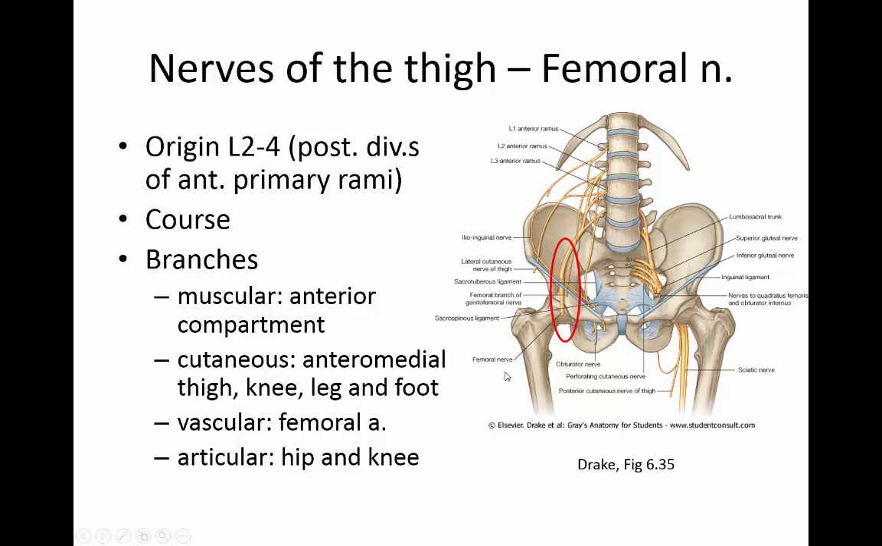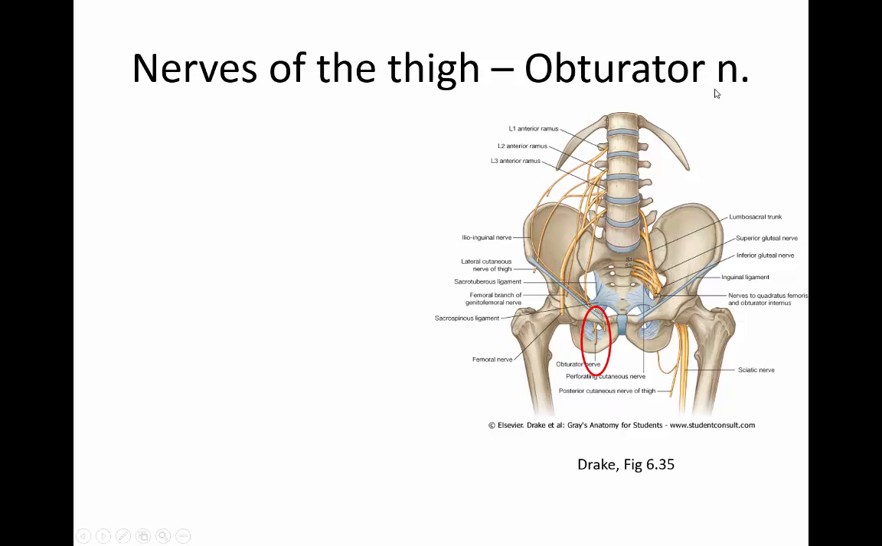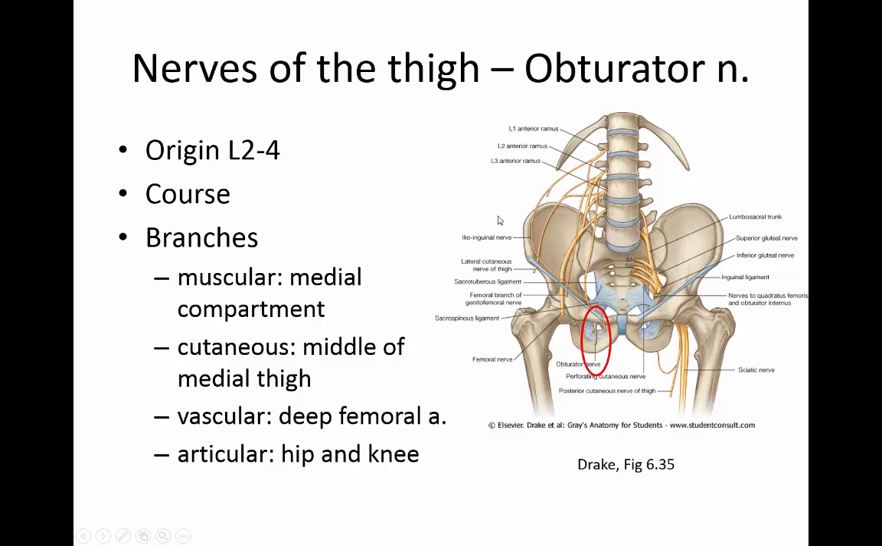The vascular branch will innervate the femoral artery, with the articular branch innervating those joints, so the hip and the knee, the anterior hip and the anterior knee. Medially, we have the obturator nerve, formed from the anterior divisions of L2, 3 and 4. Anterior divisions, if you remember, if you scrunch up in a fetal position, anterior divisions innervate muscles which cause flexion, adduction and medial rotation. If we think about medial muscles, we're thinking about adductors.